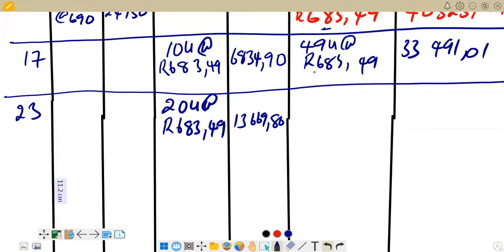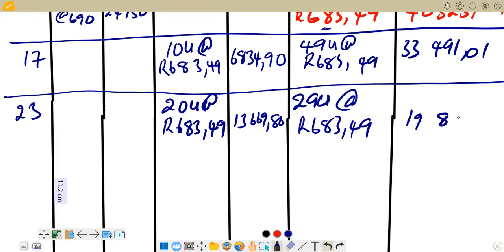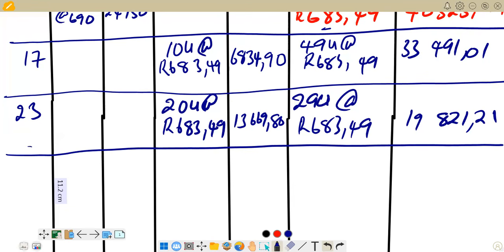Then on the balance section, remember we have 49, so we are saying minus 20, and then you get 29. So we are left with 29 units, and the value per unit is not changing, which is 683.49. Then we multiply 29 times 683.49 to get the value, and we get 19,821.21. Remember, the decimal places are being rounded to 2 decimal places. So this is what we have on the 23rd. Then we go and check what we have next.